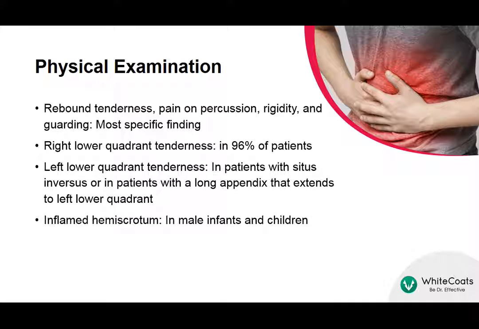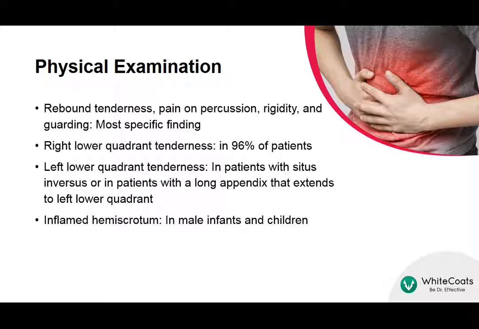The physical findings of appendicitis include rebound tenderness, pain on percussion, rigidity, and guarding. Tenderness is most common in the right lower quadrant. In patients with situs inversus or in those with a long appendix that extends to the left lower quadrant, left lower quadrant tenderness is usually obtained.